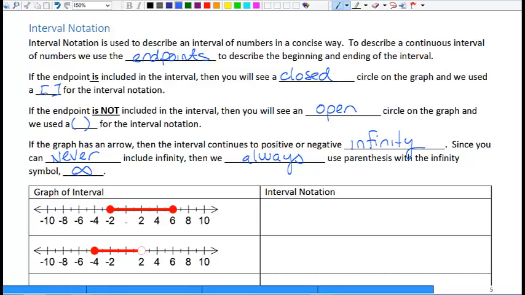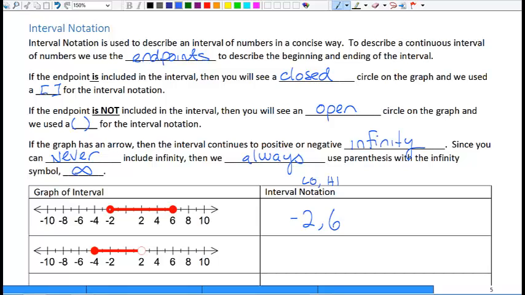So on this first problem, I want all of the values from negative 2, yes values, all the way up until 6. That line in between means all of the values between. So my endpoints would be negative 2 and 6. So I put the negative 2 first and the 6 last. I always use low comma high. The lowest one is on the left, the highest one is on the right. So my interval lasts from negative 2 all the way up until 6.